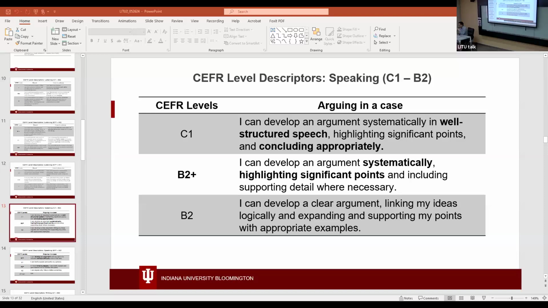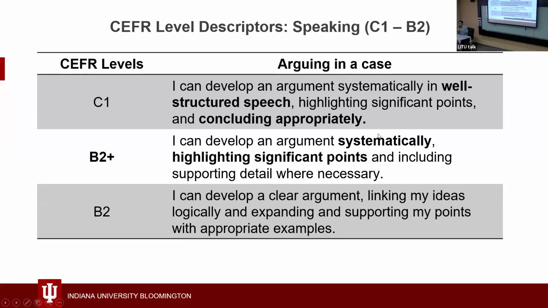Now we're going to move on to speaking. So at C1 level, what they can do is make an argument. That's the important part, right? But not just an argument: a well-structured speech, highlighting the significant points and concluding appropriately. If you cannot do all of this together, you're not C1.